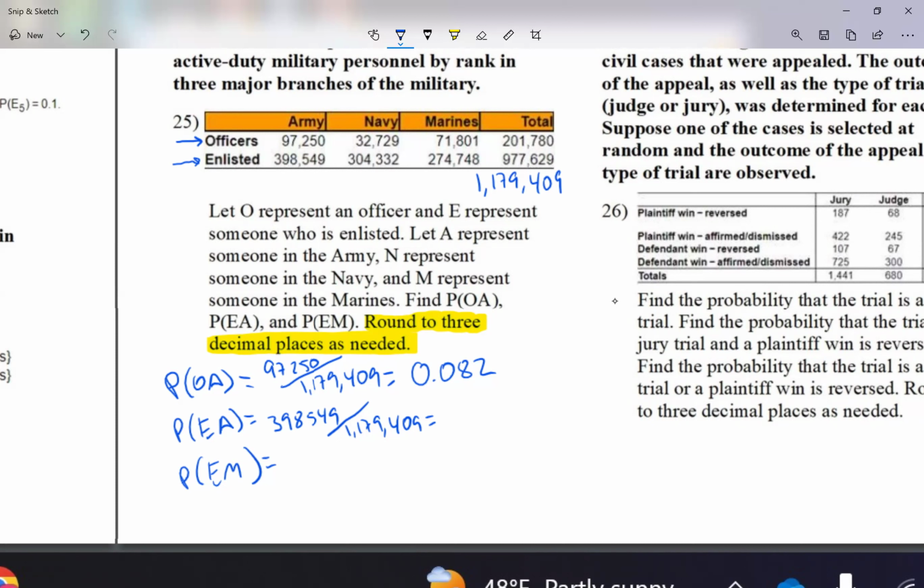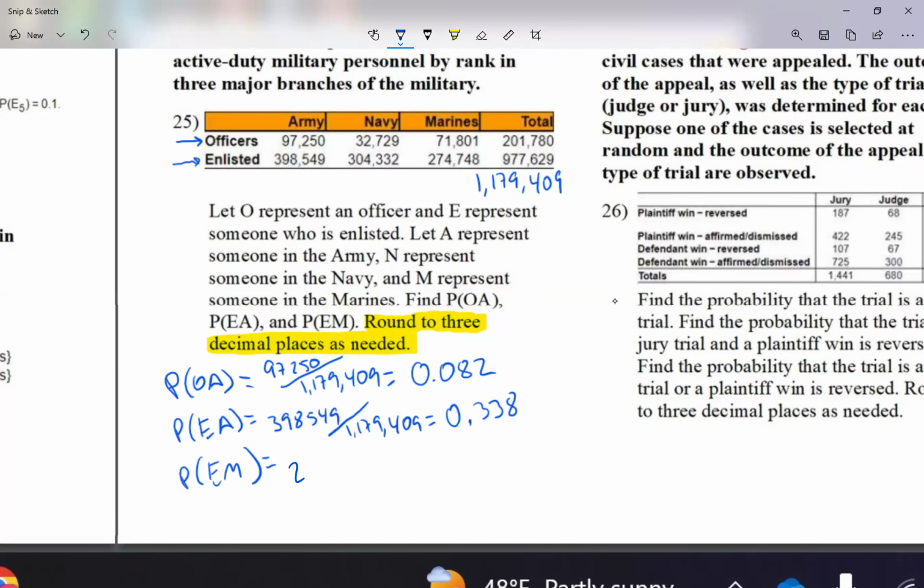398,549 divided by 1,179,409. I'm going to use my calculator. I'm going to run it to 3 decimal places. So I'm going to call this 0.338. And lastly, enlisted Marines.